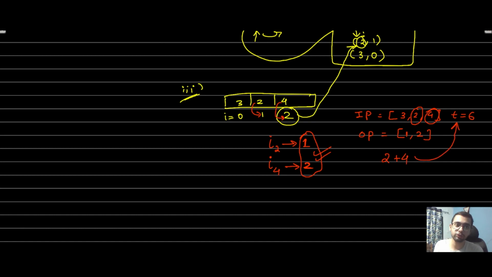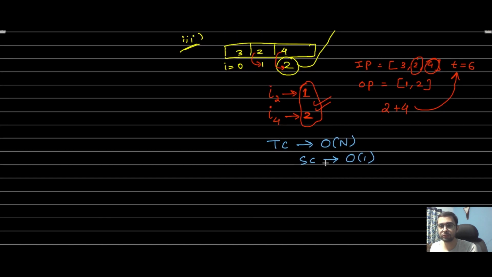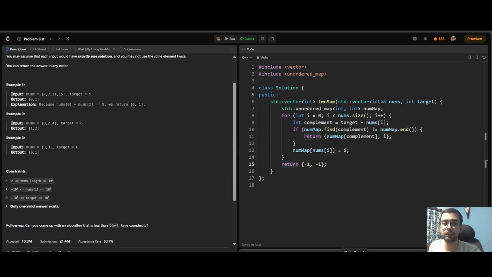So for this approach, the time complexity would be big O of n, and the space it will occupy will be O of n as well. So this is the whole approach we have discussed. So let's move on to the code. So let's discuss the code quickly.